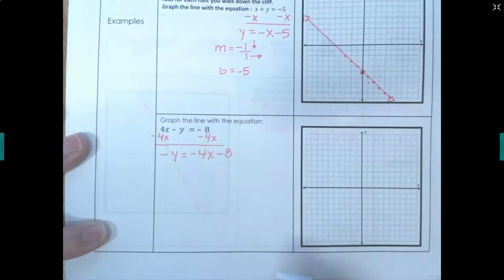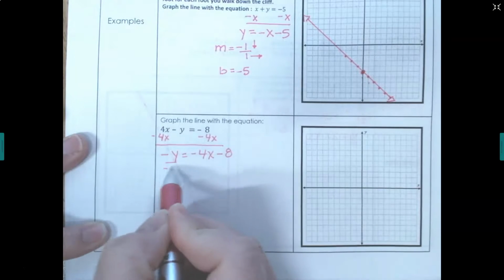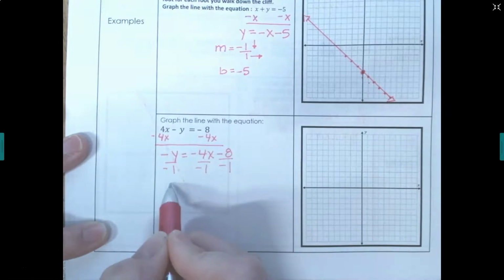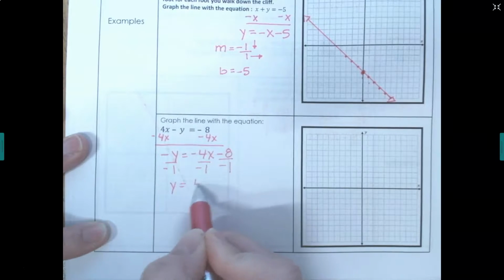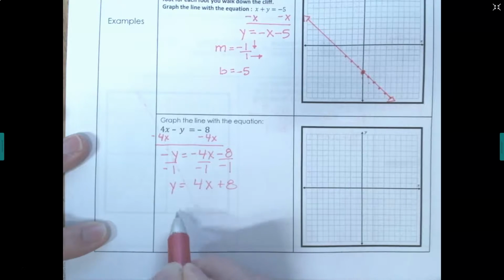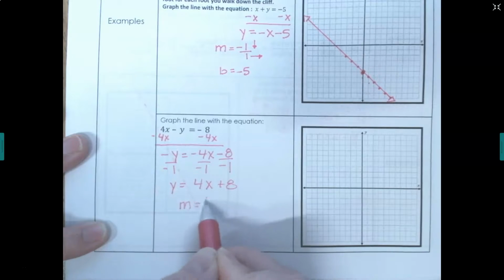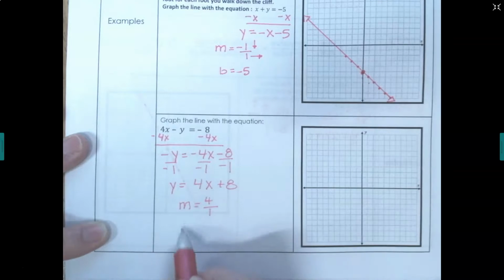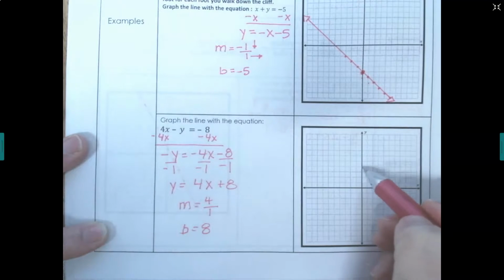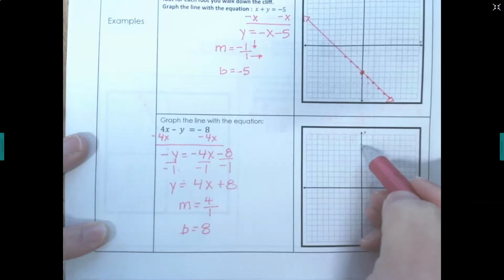Now I want positive y, so this is really a negative 1, so I'm going to divide each term by negative 1 to get the y alone, and we get y equals 4x plus 8. Our slope is 4, that's the y value, over 1, that's our x, and our y-intercept is positive 8. Okay, so we start graphing where y is 8. 1, 2, 3, 4, 5, 6, 7, 8.